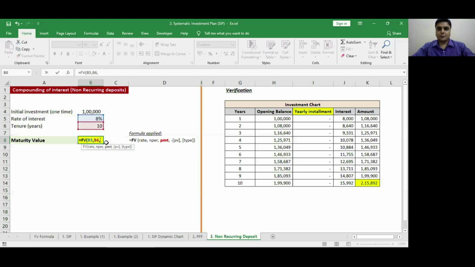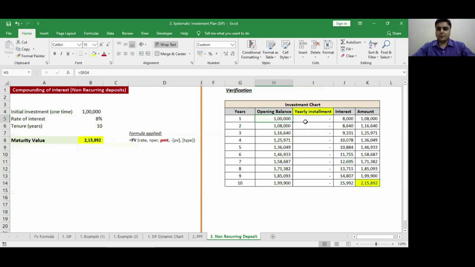PMT stands for amount of installment. Since in the given case, it is a one-time investment and there are no installments, so I will put it blank, comma. It is asking me to input present value, which is 1 lakh rupees. Since this is a cash outflow, I will affix minus sign for that. Put a comma. Now it is asking me whether the investments were done at the beginning of the period. So yes, I will put 1. I'll close the bracket. And you will see I'll get an amount of 2.15 lakh.